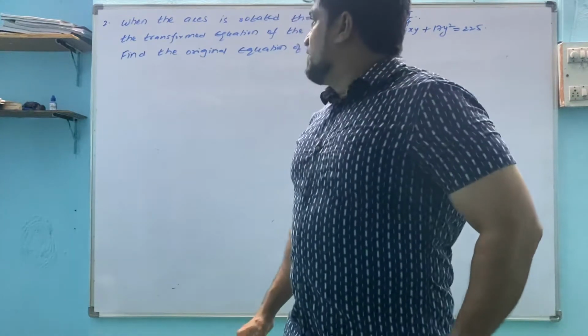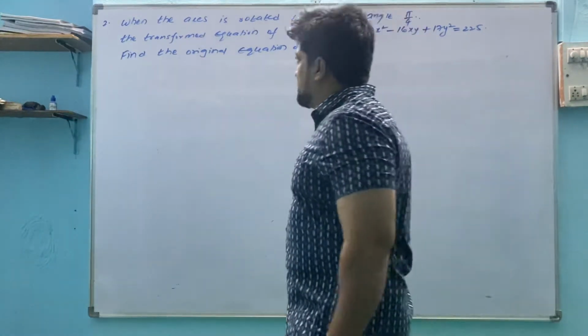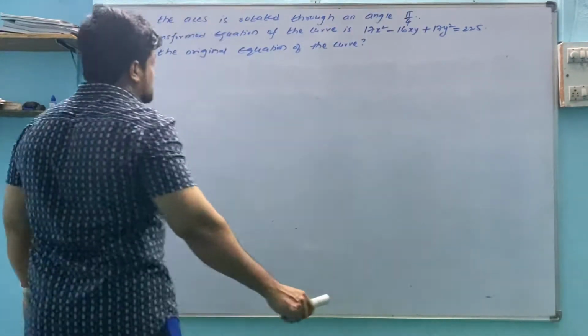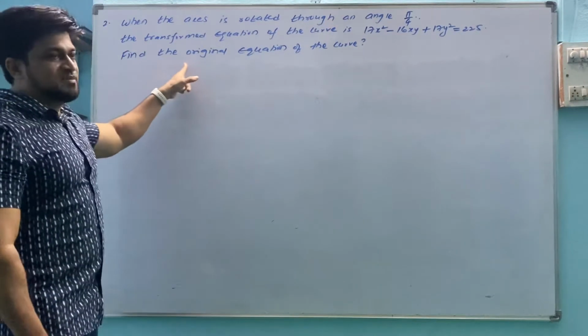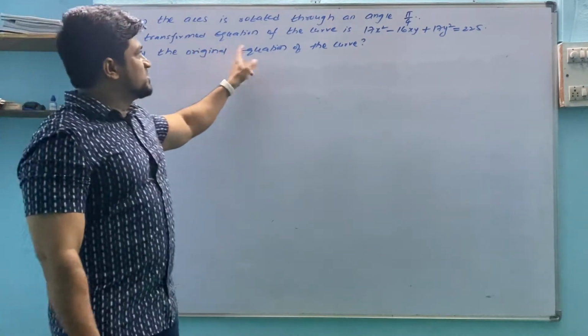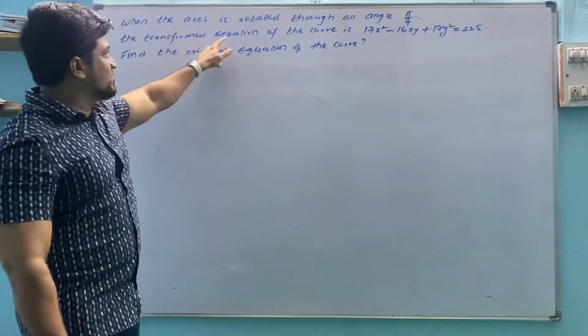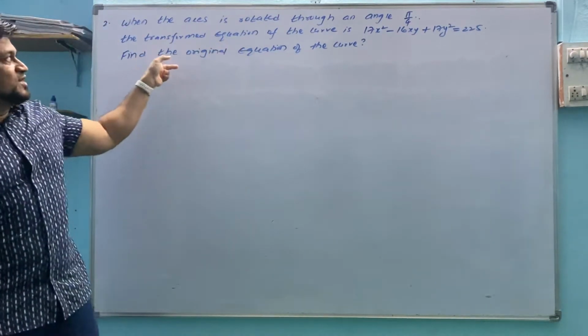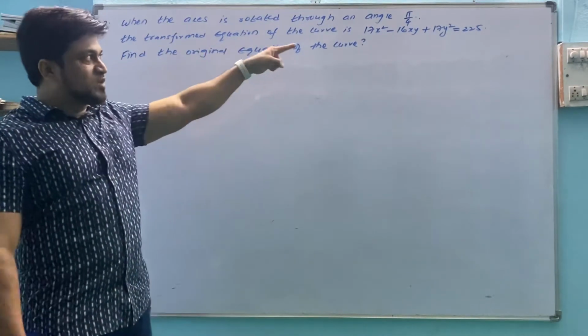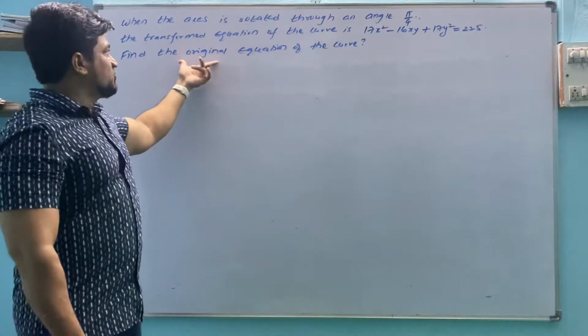See, when the axis is rotated through an angle pi by 4, the transformed equation of the curve is given to us. What we need to find is the important thing. Find the original equation. Here we find the transformed equation, but we need to find the original equation. Means the transformed equation is given. We have to find the original equation.